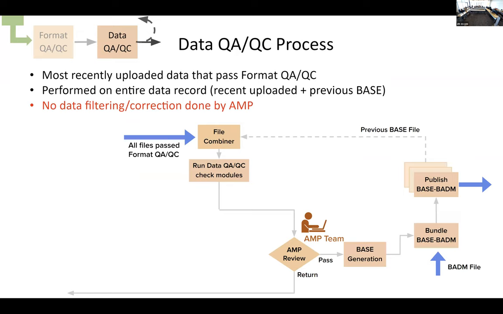Just briefly about QQC. This presentation is in two parts, so I'll come back to the detail of the QQC in the second half. We'll play a little bit again using a pool everywhere. But for now, QQC happens after the format QQC, right? So if all your files pass the format QQC, then we're ready to go. We'll queue the data QQC run. This starts with combining files. If you're a returning site, you're just submitting the last year of data, we'll combine your file with the previous record. So we are doing QQC for the entire record every time. And once we combine the files, we run the QQC modules. We'll talk about each one of the modules later.